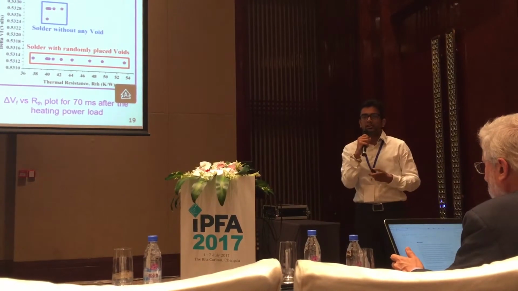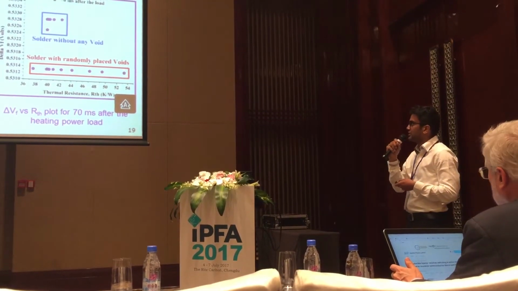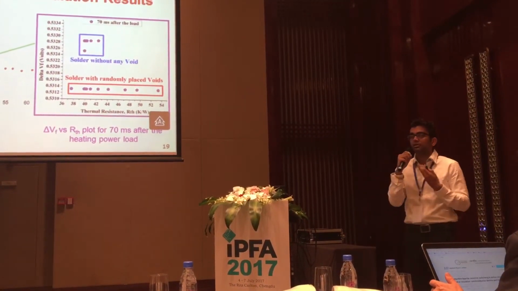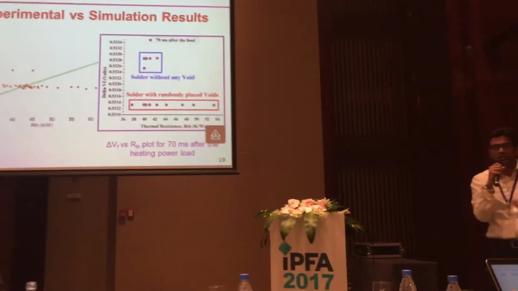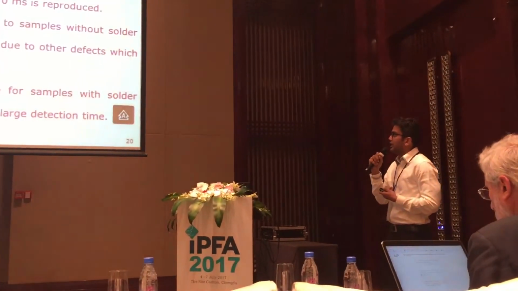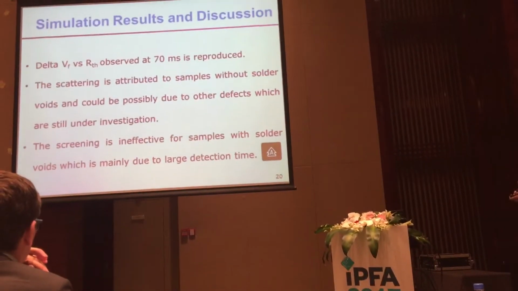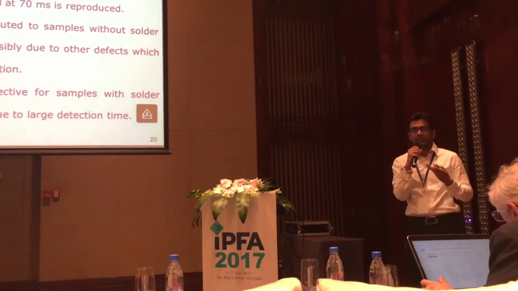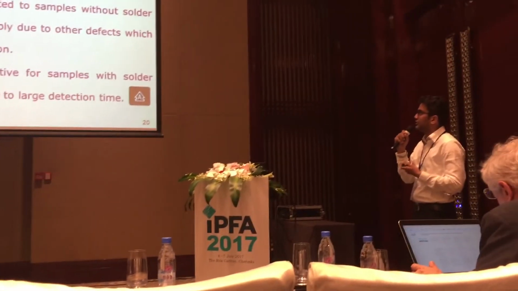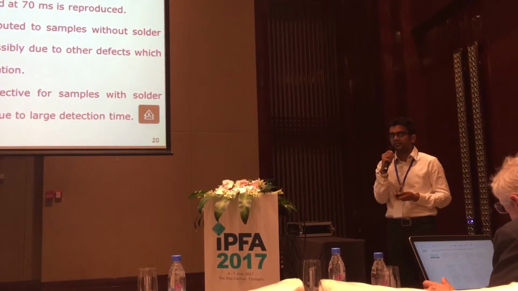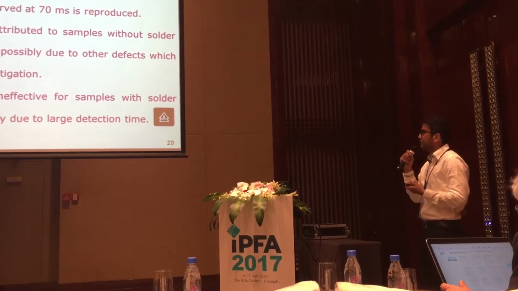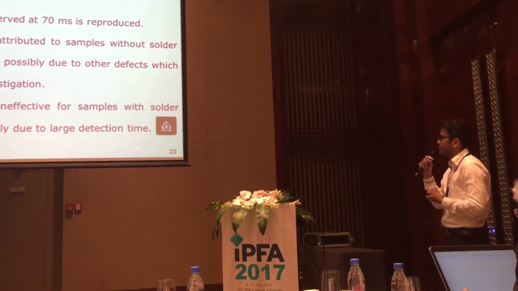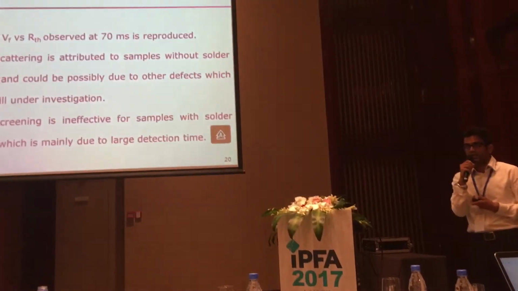We are still investigating the reason why we have this, but what we can conclude from here is the del VF versus RTH plot for 40 milliseconds or even 70 milliseconds is not effective to screen out my diodes. So that's what I said, that for 70 milliseconds, the data that I got from the experimental results, we are able to simulate and reproduce. Scattering of the samples without solder voids is still under investigation. Screening is ineffective for samples without voids, and is effective for samples with solder voids, which is mainly due to larger detection time.